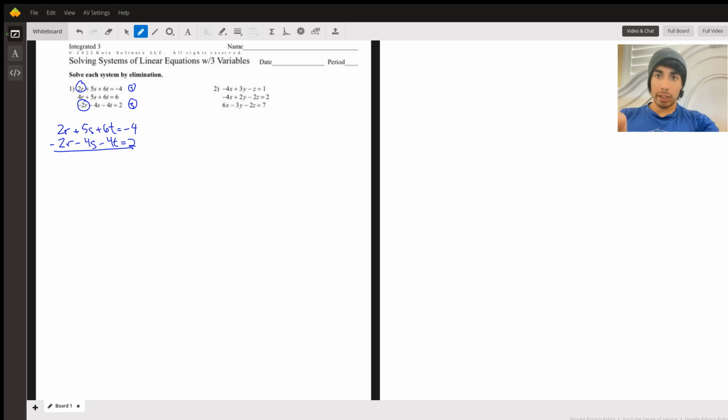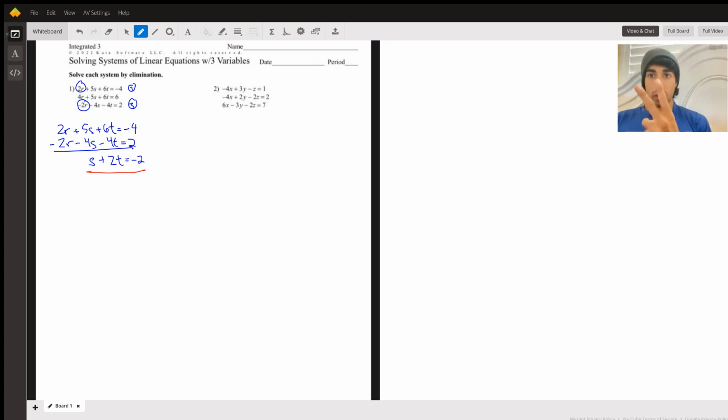So we've got 2r minus 2r is 0, 5s minus 4s is just 1s, 6t minus 4t is 2t, and -4 plus 2 is -2. All right, so we've combined equations 1 and 3, and that has given us this new equation right here.